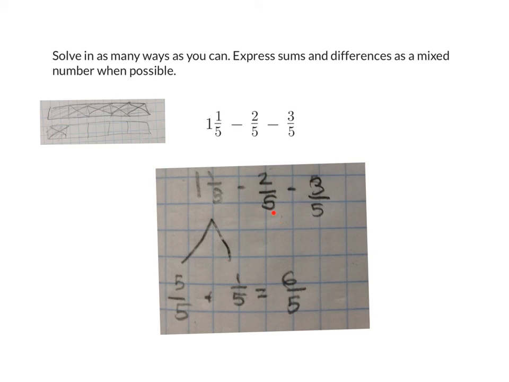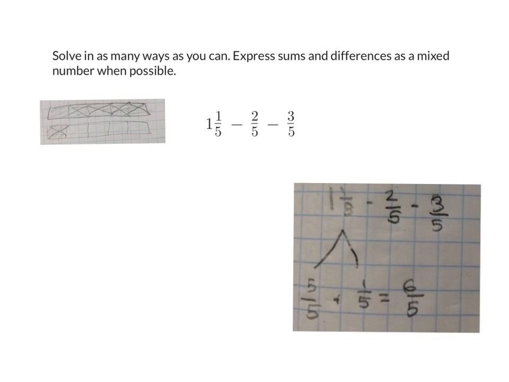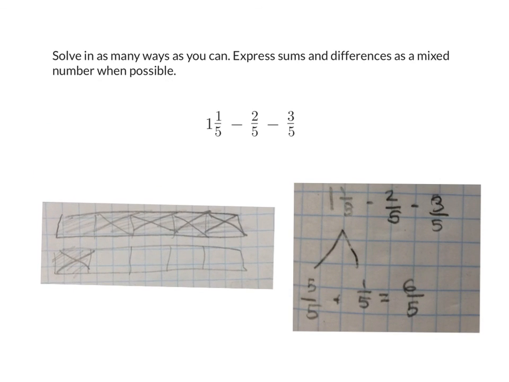Then he or she can take away 2/5 and take away 3/5. In fact, we could think, if I'm taking away 2/5 and 3/5, how many fifths am I taking away altogether? 5. So I could think 6/5 minus 5/5 equals 1/5. Okay? So you are well equipped. You have lots of tools in your toolkit on how to solve these problems. Okay? Very good.